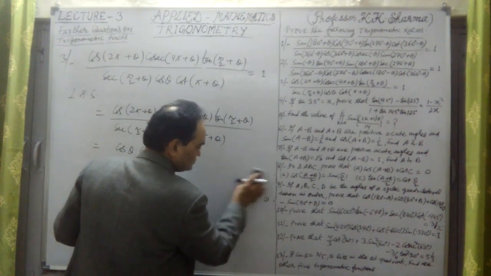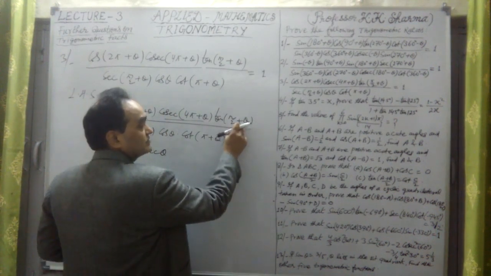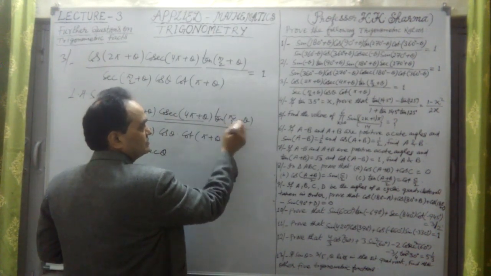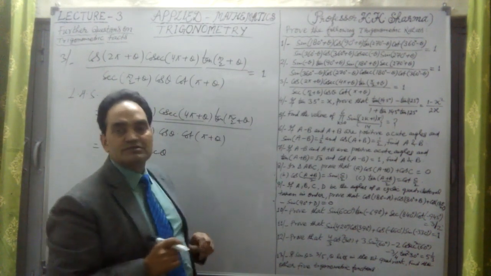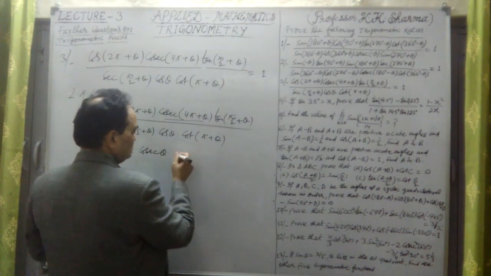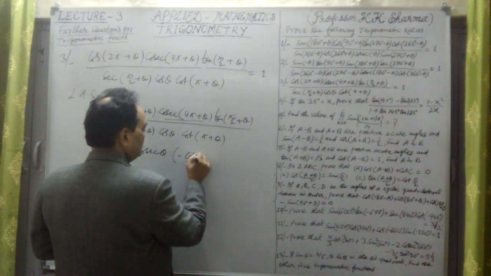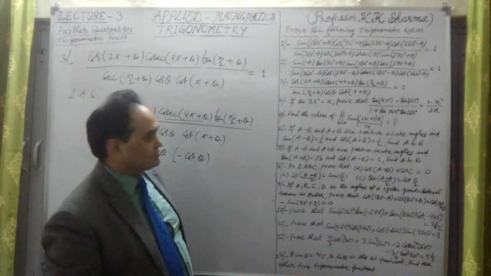Now tan of pi by 2 plus theta, this is 90 plus theta. Tan of 90 plus theta is cot theta, but the angle is lying in the second quadrant. Pi by 2 is 90 degree, so 90 degree plus theta means second quadrant. In the second quadrant tan is negative, so it will be minus cot theta.